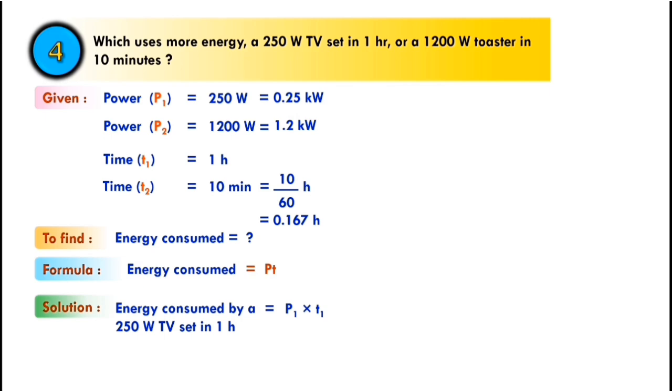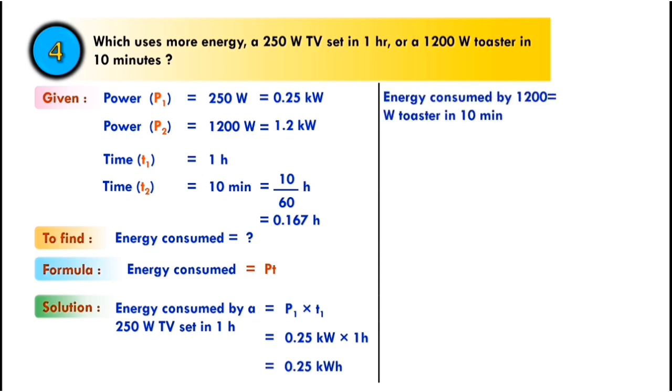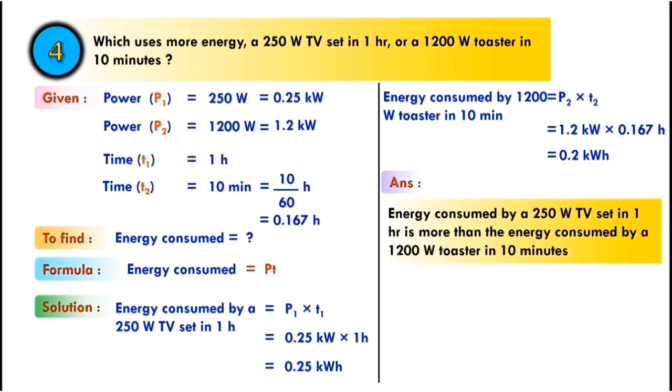So we know that P1's value is 0.25 kilowatt and T1 is 1 hour. So energy consumed equals 0.25 kilowatt hour. Now see here, in the second case, that is in case of toaster, energy consumed equals P2 into T2. So we know that P2 equals 1.2 kilowatt into 0.167 hour. So after calculating it, we will get 0.2 kilowatt hour.